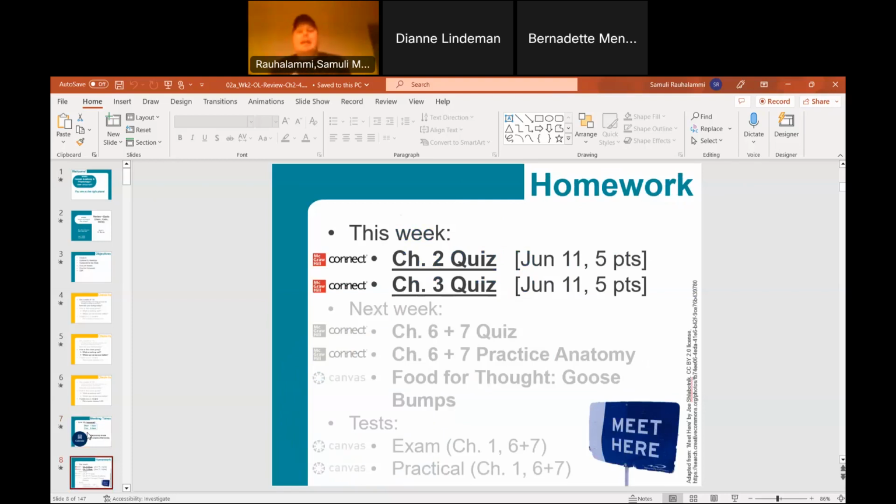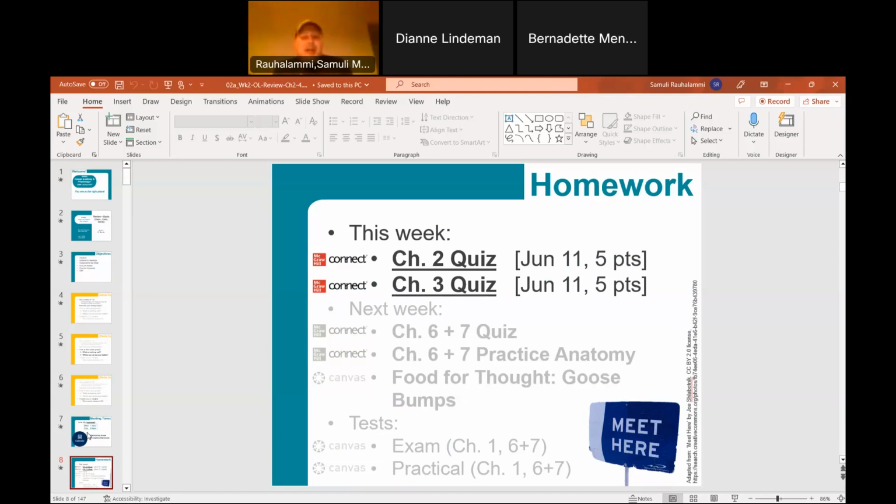Like I said, this week I'm asking you to complete those two quizzes, quiz for chapter 2 and quiz for chapter 3. And as with last week, both of those are completed at the Connect, and then the grades from those assignments will automatically transfer to the Canvas course. Both of these assignments are due at the end of the week, so Sunday night, I believe it's 1 minute before midnight, and both assignments are worth 5 points.